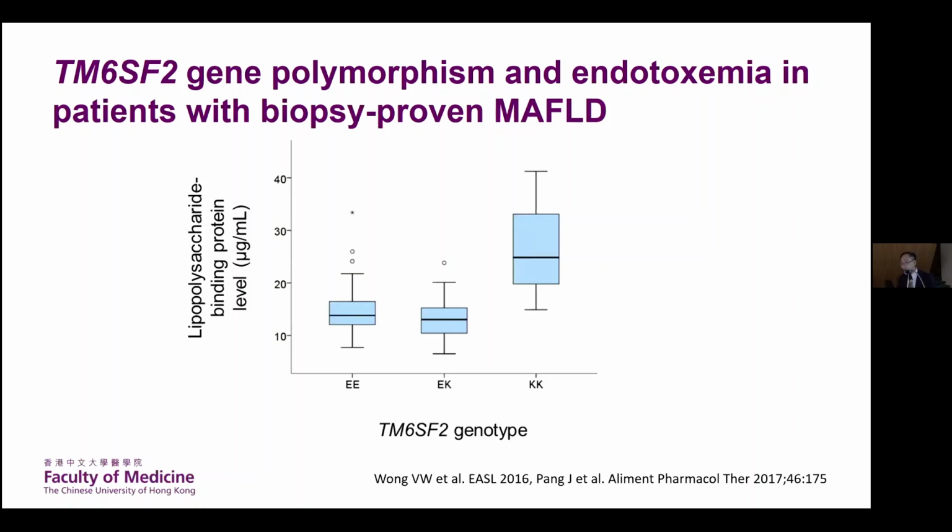It was already 7 years ago when we looked into our liver biopsy cohort, of patients with biopsy-proven MAFLD. We demonstrated that for people homozygous for the TM6SF2 minor allele, you see one interesting phenomenon: the lipopolysaccharide binding protein, the biomarker for endotoxemia, is grossly elevated. If anything, it doubles if the patient is carrying the mutant protein.